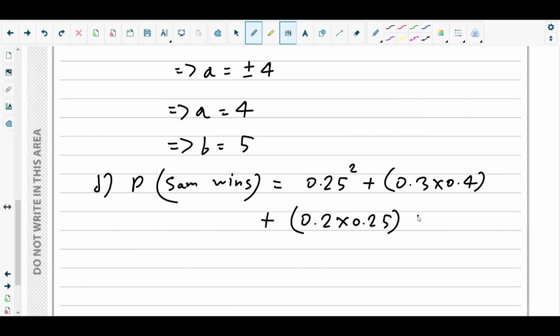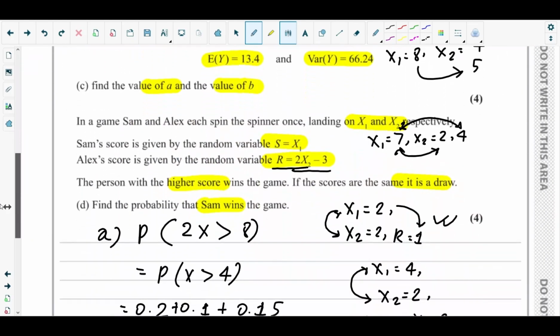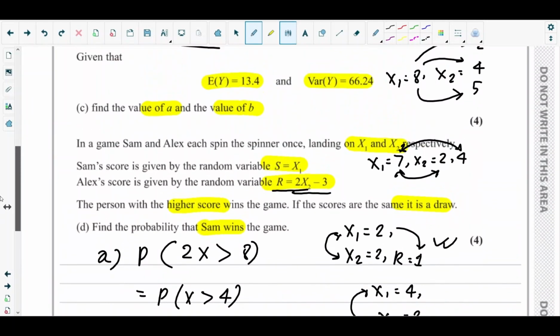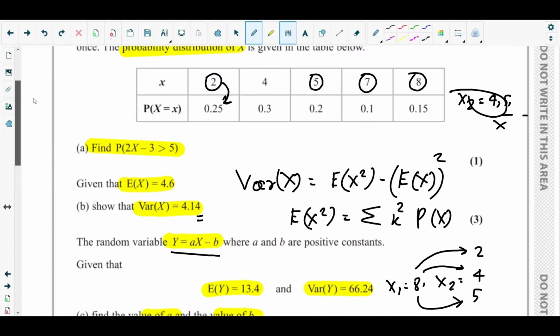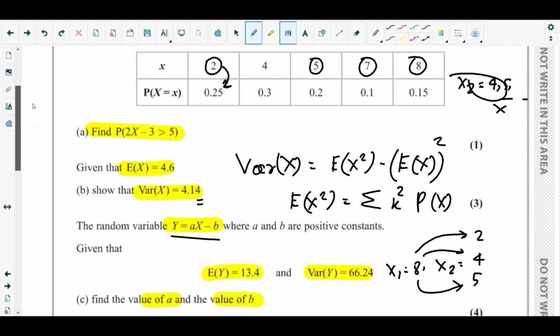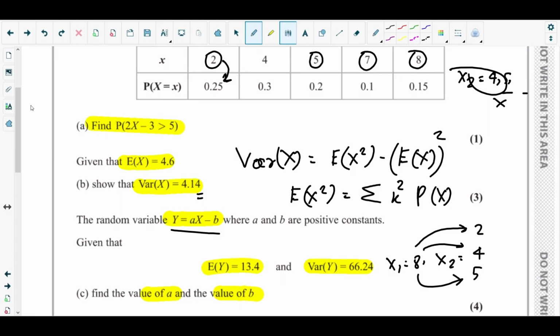Fine. Next is what? x1 is 7, x2 is what? 4. 2 possible combinations here. 7 2 and 7 4. So for 7 2 it is 0.1 times 0.25, and then 7 4. So 7 is 0.1 times 0.3.